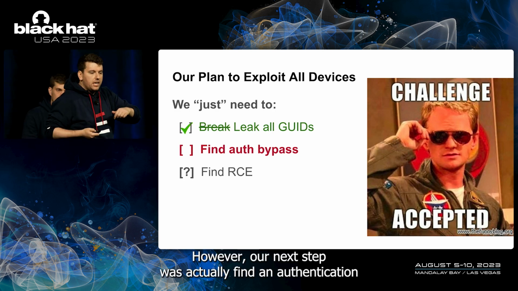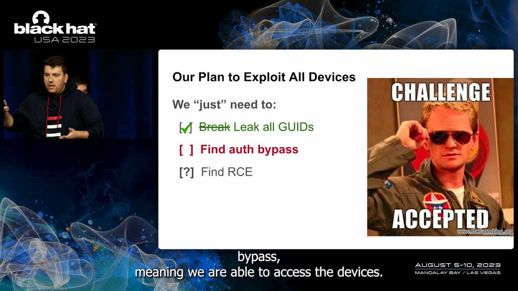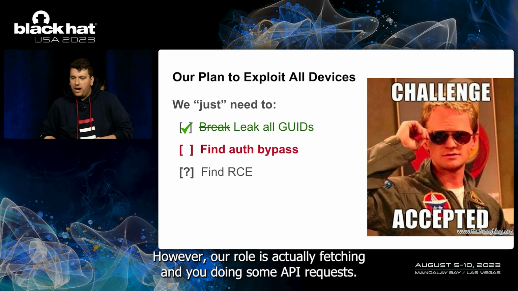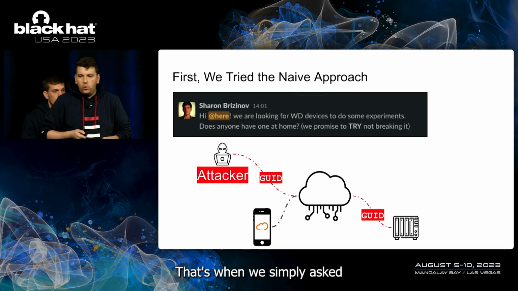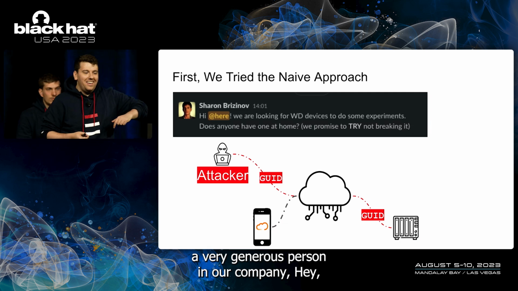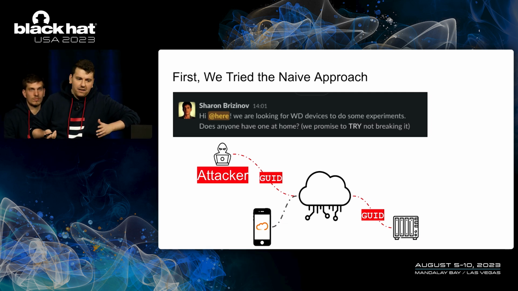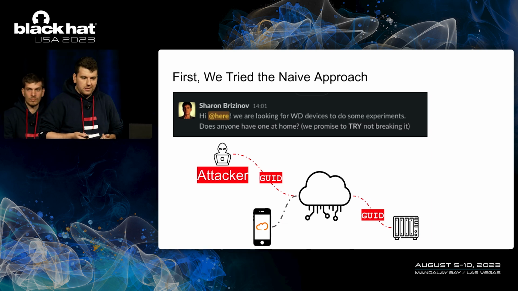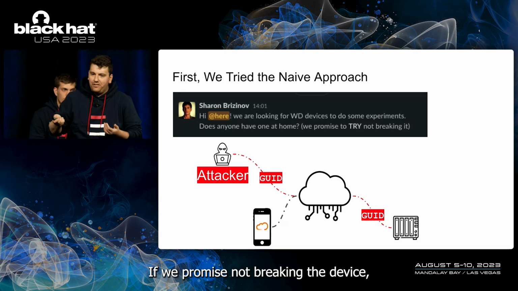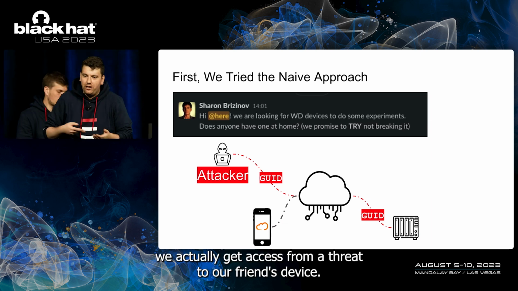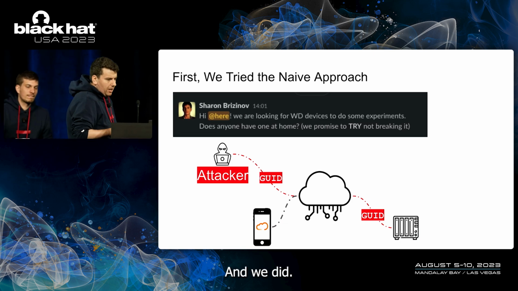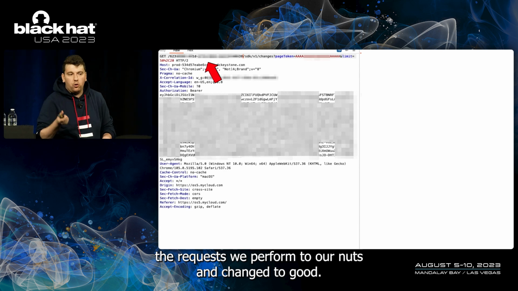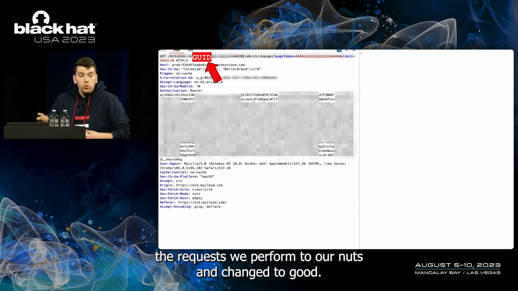However, our next step was actually to find an authentication bypass, meaning we are able to access the devices. However, our goal is actually fetching files and doing some API requests. That's when we simply asked a very generous person in our company, hey, does someone have a device we can use because we want to test a few things? With the promise of not breaking the device, we actually got access to a friend's device. And we did, once again, the obvious and naive approach, meaning we simply took the request we performed to our NAS and changed the GUID.